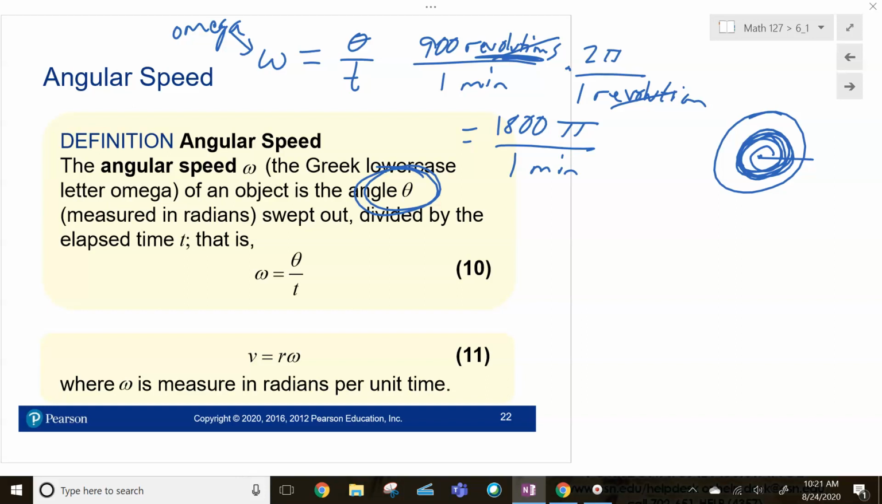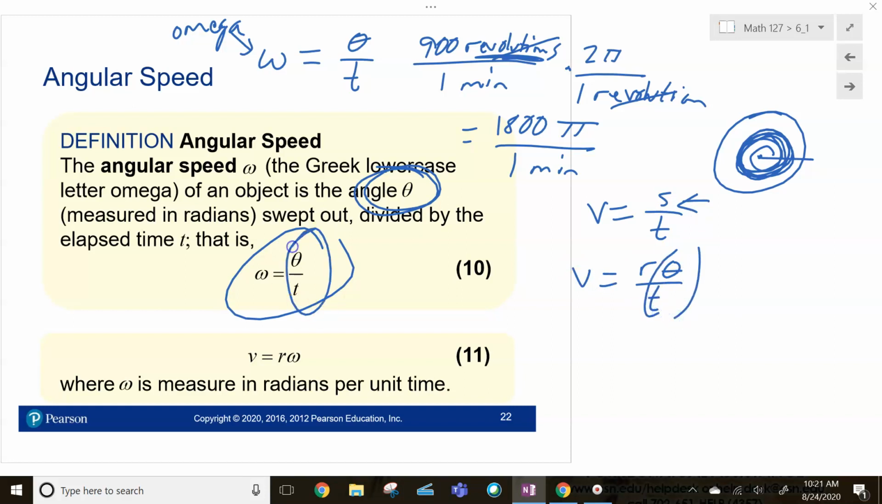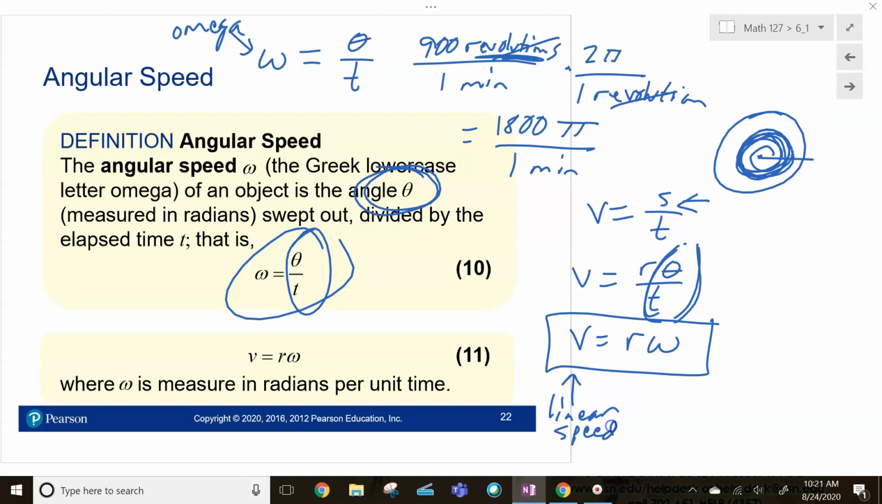Okay, so we've got linear speed, v equals s over t, and then we've got this angular speed. Now, how do they connect? Well, if you think about it, this is our arc length, right? So s equals r times theta. And notice, see the theta over t? What's theta over t? That's our omega. So if I replace this with omega, that's how they're related. The linear speed is equivalent to the radius of the circle times its angular speed, omega.